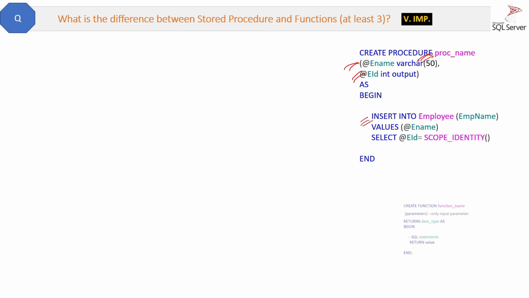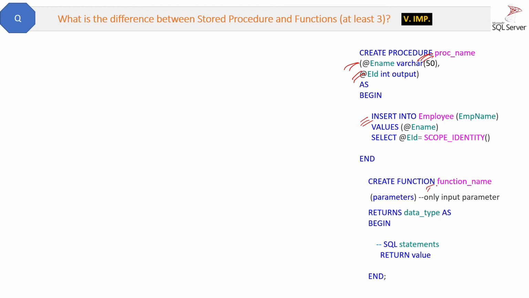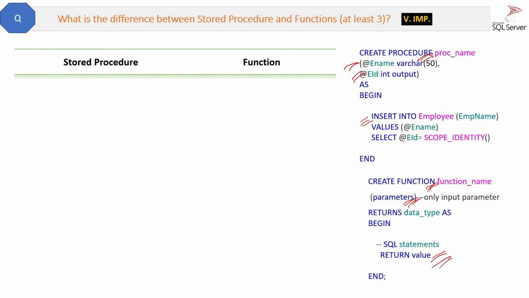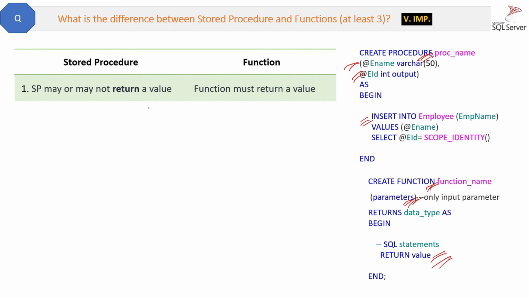And down here is a basic function. See, it has only input parameters and always returns some value. Now let's see the differences between them one by one. First difference is SP may or may not return a value, but functions must return a value. See, function always returns a value, but SP can be used to insert, update or delete data also. It may or may not return.